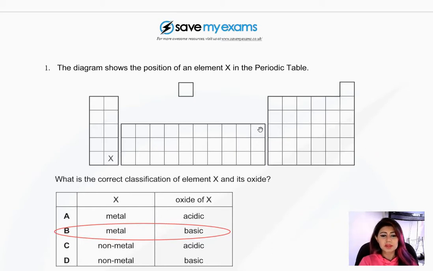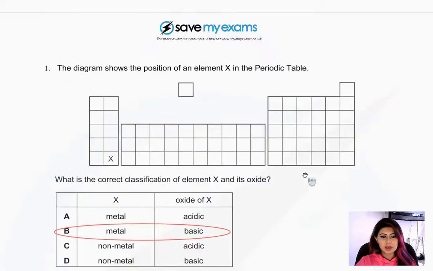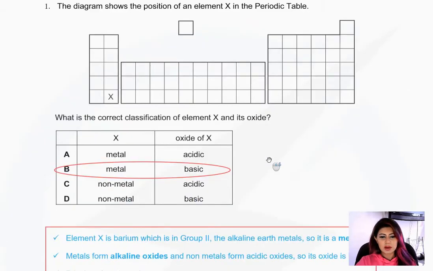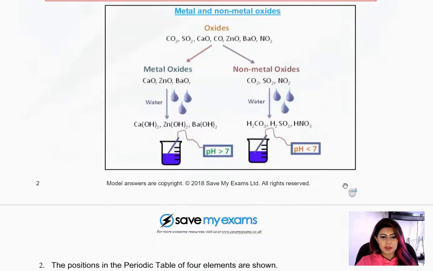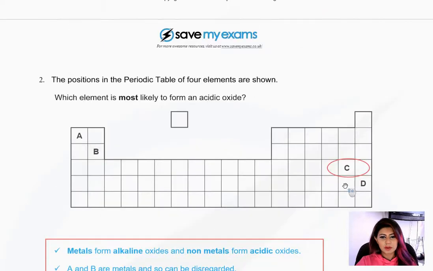So based on this, the whole worksheet is based on that simple explanation. So we can quickly go through the questions. Here it says element X and its oxide. So X is definitely a metal and it has to be basic. Then we come to that one.